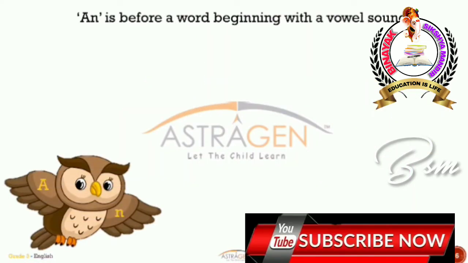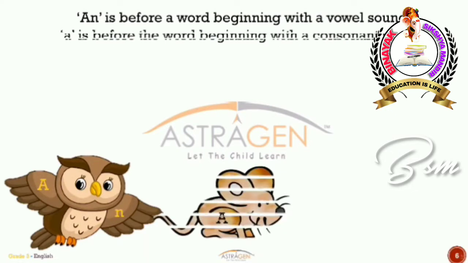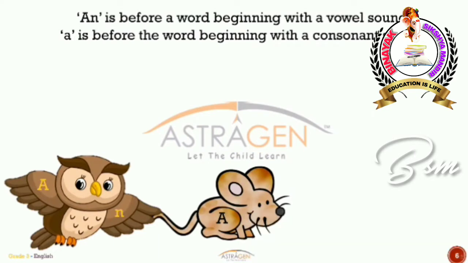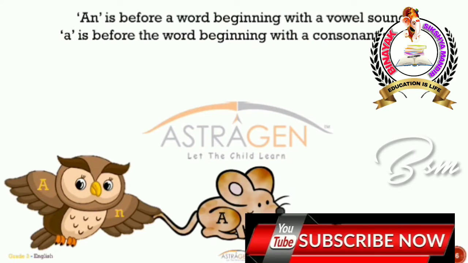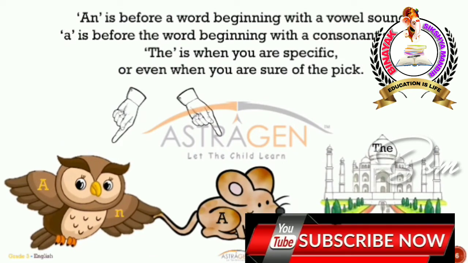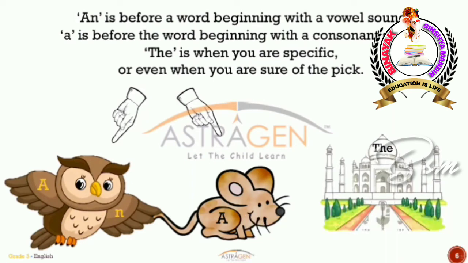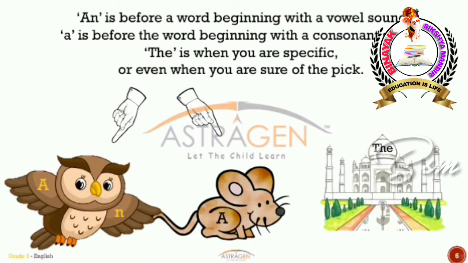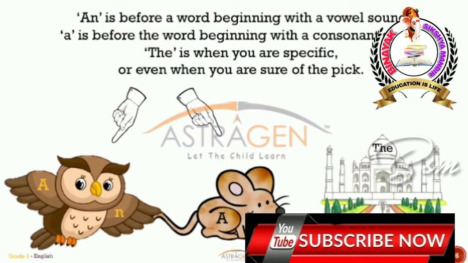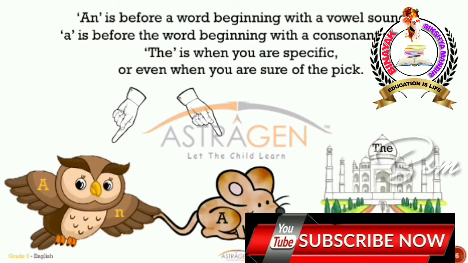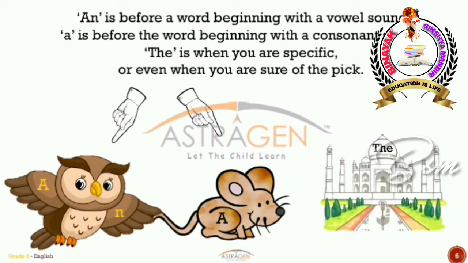An is before a word beginning with a vowel sound. Look at that. An owl. A is before a word beginning with a consonant sound. A mouse. The is used when you're specific or even when you're sure of the pick. Now, the was for the Taj Mahal because it's specific. It's the unique one, right? Or did you see the owl and the mouse moving? So I told you that's an owl and that's a mouse.